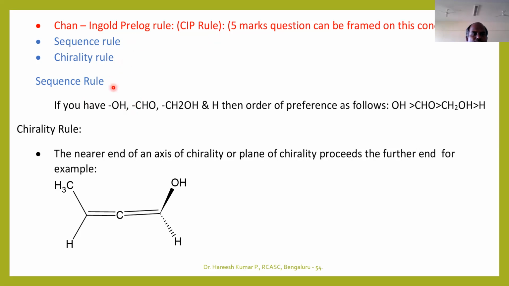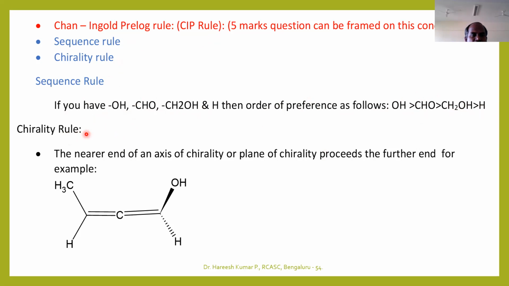So sequence rule means if you have a hydroxy group, CHO group, CH2OH group and H group, then the order of preference is as follows. So that means hydroxy takes the first preference compared to the CHO. CHO takes preference compared to the CH2OH. CH2OH takes preference compared to the hydrogen.